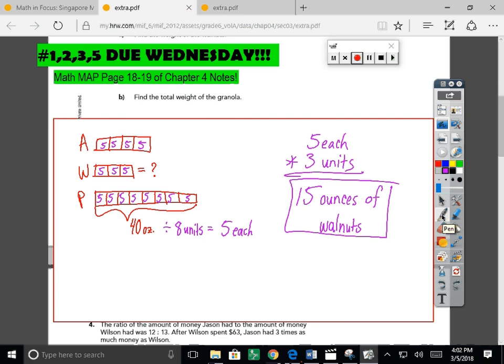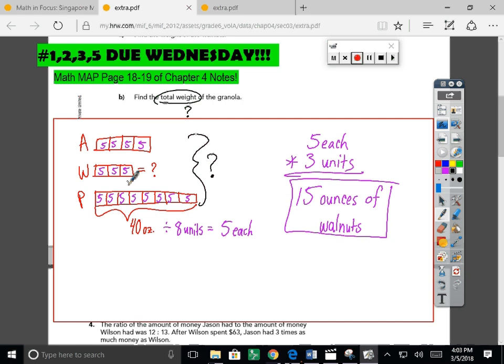Find the total weight of the granola. Oh, they didn't change anything. They didn't change the number of ounces we used of any of the ingredients. They really didn't change anything much here at all, except for the question. The total weight of all the granola. Not just the almonds, not just the walnuts, not just the pecans, the total. They're asking for this number, the number that represents all of it all together, all of the ingredients.